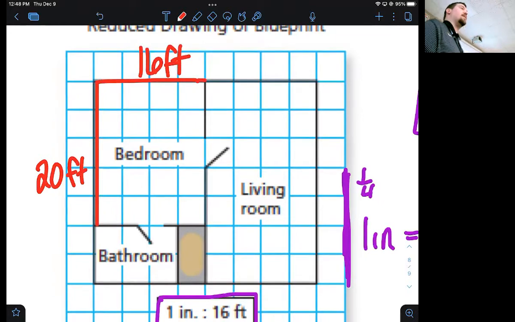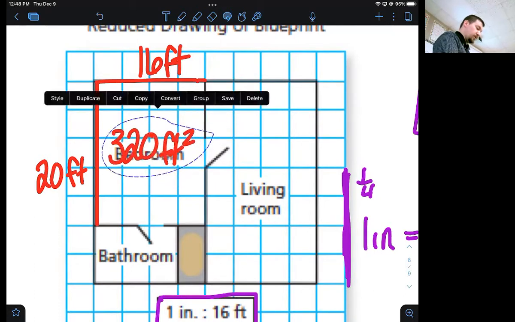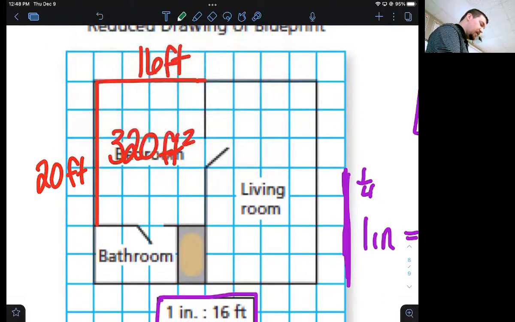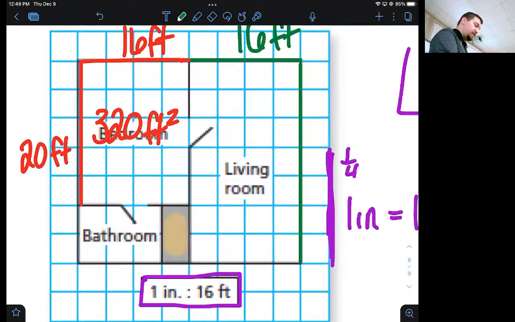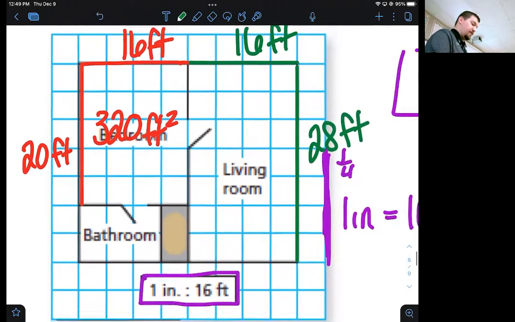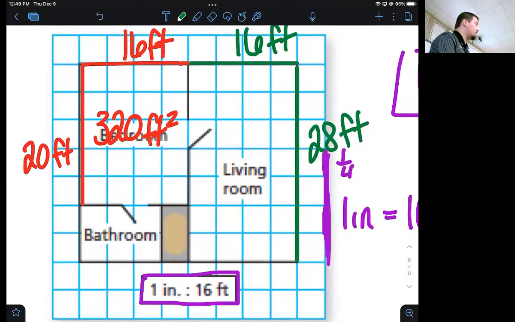So what's the area of the bedroom then? 20 times 16 is 320 square feet. That's correct. Now let's do the living room, because we're also going to carpet the living room. The living room is also 4 feet wide, or 4 squares wide, so 16 feet wide. How many squares long is the living room? 7. Each square is 4 feet, so that's a total of 28 feet. So tell me what the area of the living room is then. 16 times 28 is 448 square feet.